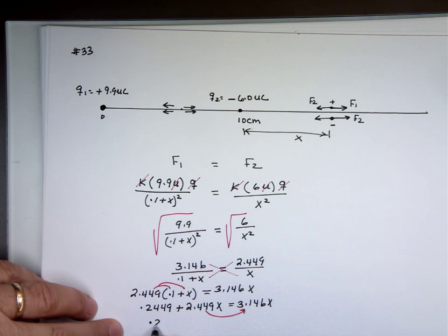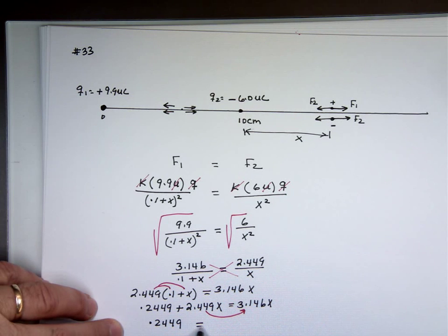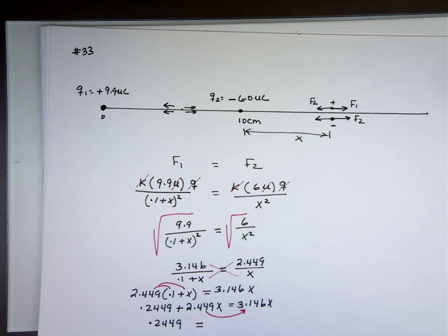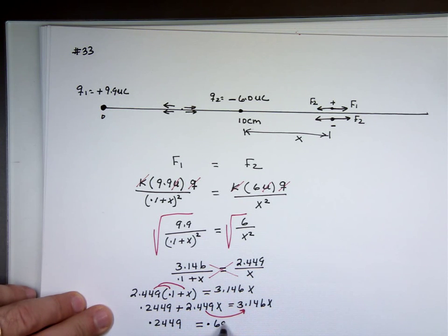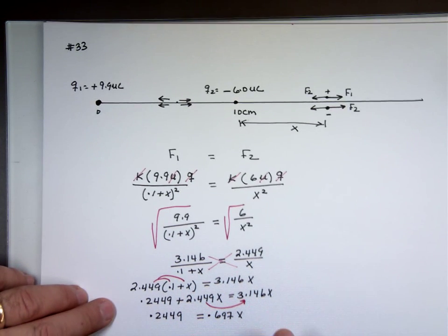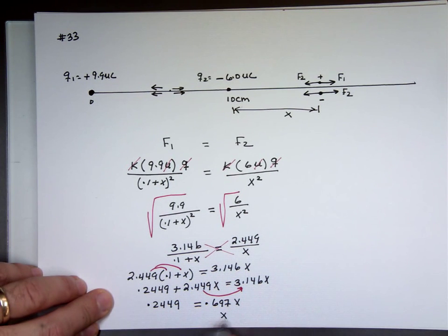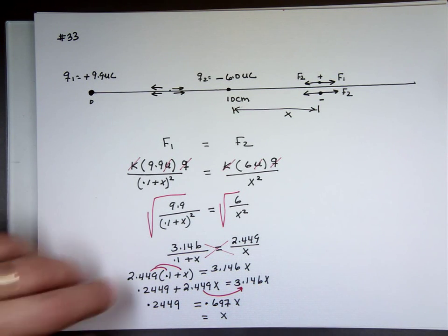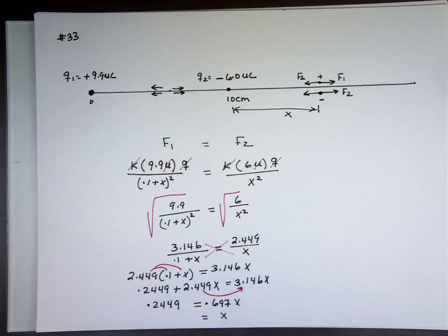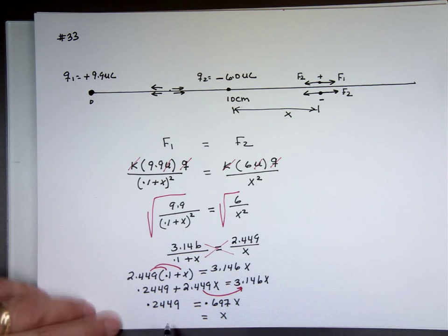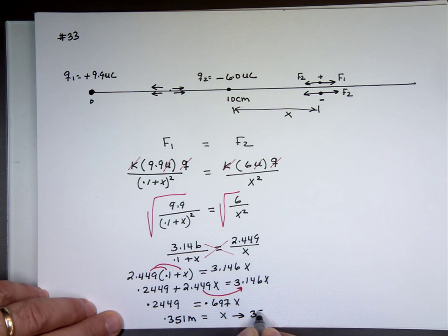0.2449 equals 3.146 minus 2.449, 0.697x, and x will have to be what? 0.2449 divided by that number, which is 0.351 meter. So that's 35 centimeters. So that's 35 centimeters away from 10.